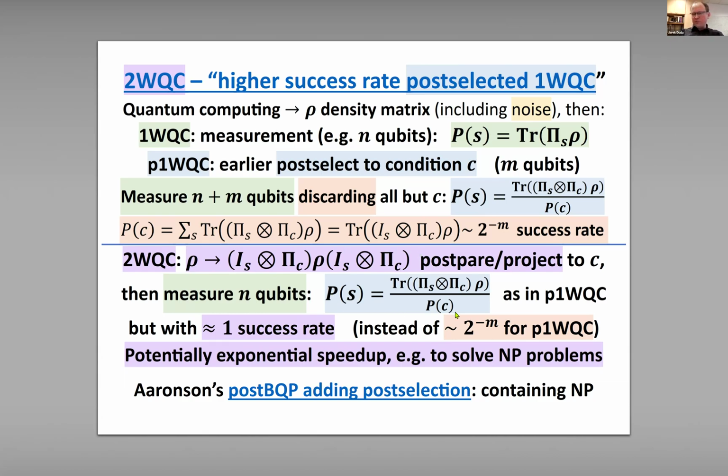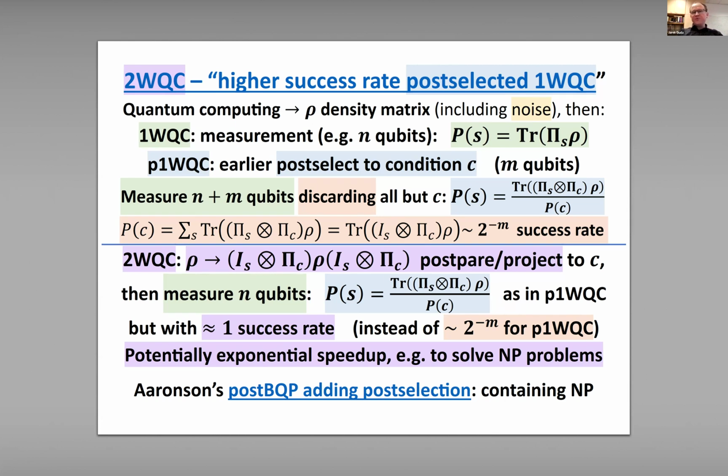So doing so, the formula would be the same as for the post-selected one-way quantum computer. However, the improvement is that the success rate, instead of being exponentially small, now should be close to 1. So optimistically, we should get an exponential speedup in comparison to the standard post-selected one-way quantum computer. For example, to solve NP problems, I will talk about in a moment, it is very similar to Aaronson's PostBQP complexity class, also adding post-selection, and it is known to contain NP. So it is basically known that we would be able to solve NP problems with post-selection.